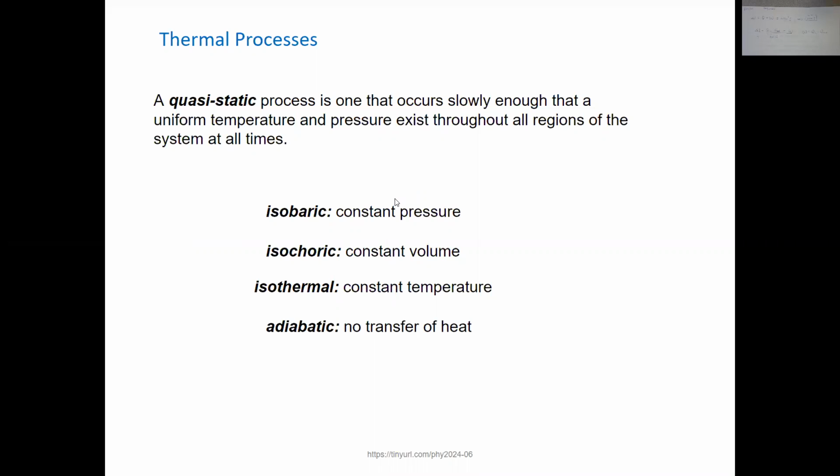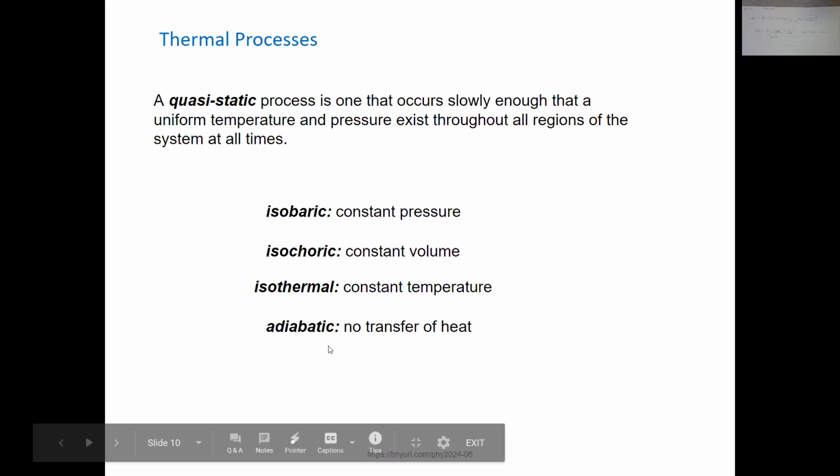So the first simple process we are going to look at is the process with constant pressure throughout, the so-called isobaric process. The second one is where the volume is constant, called the isochoric process. The third one is when the temperature is constant, called the isothermal process. And the last one is the no heat transfer process, called the adiabatic process. We'll take a look at them one by one.